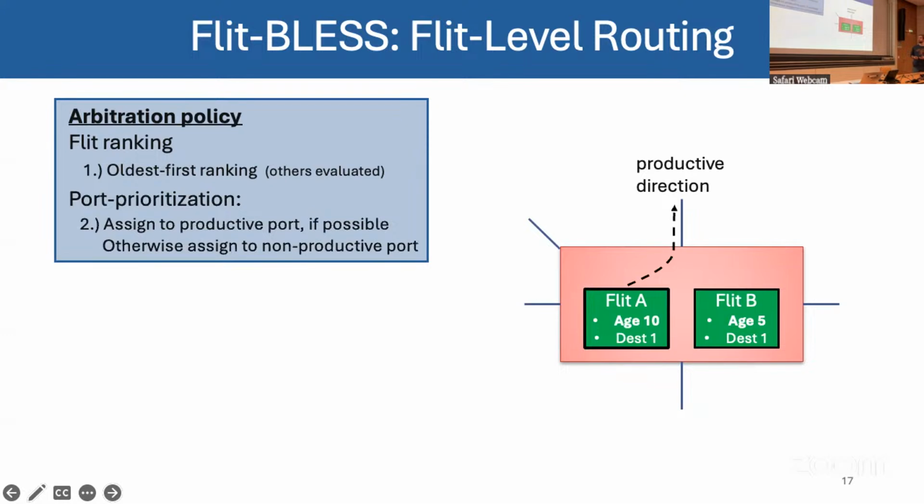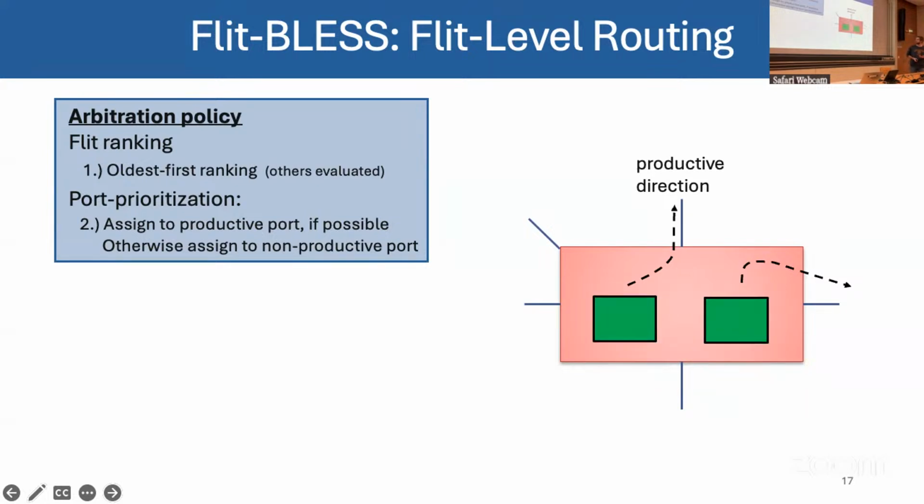Then in the second step, we start with the FLIT with the highest priority and allocate it to some port. And of course, we try to allocate it to a productive output port. Then we continue with the ones with lower priority until the one with the lowest priority. So there we continue with FLIT B. But since our output port facing north is already occupied, we can't use that one. So the FLIT has to get deflected here.